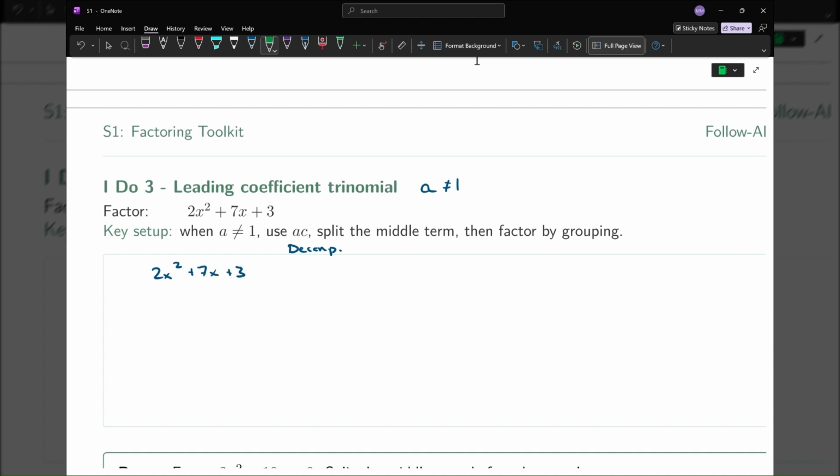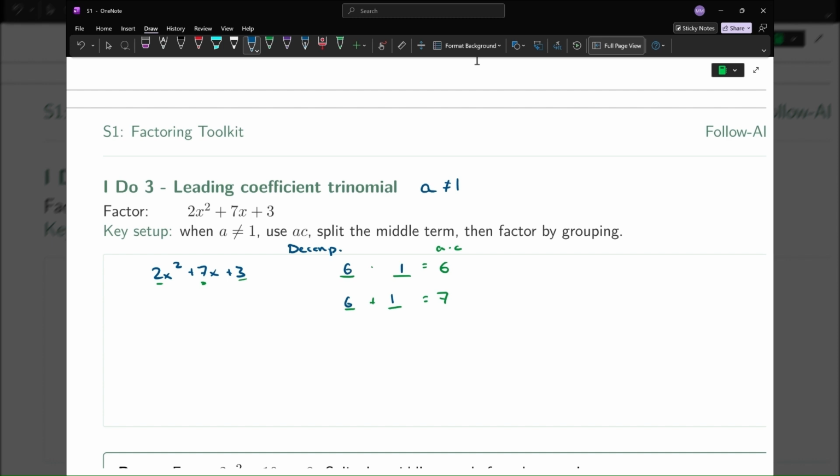What I'm going to do is a really similar strategy. I'm finding two numbers that multiply, two numbers that add. Now the add-in looks the same. It's going to add to that middle term b. The two numbers are going to multiply to a times c, so 2 times 3, which is 6. So when two numbers multiply to 6 and add to 7, it's going to be 6 and 1. So 6 and 1.